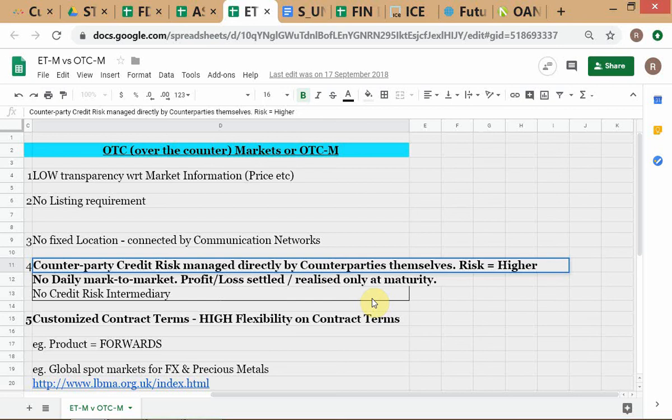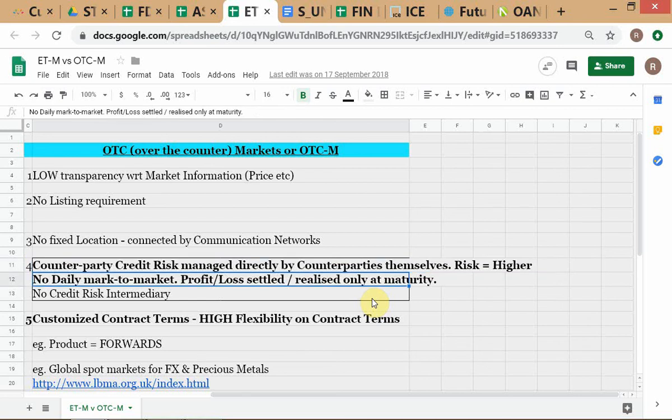Is this clear? So this is the first important property of OTC markets. It operates like a network. So risk is higher. Obviously, on the other side in ETM, we are going to write risk is lower. So obviously, this property will not exist in ETM. The situation in ETM is going to be something different. So this is the point, that counterparty credit risk is managed directly by the counterparties themselves. This is exactly what you need to understand. This file is in your folder.